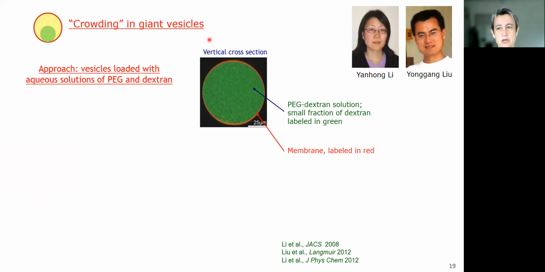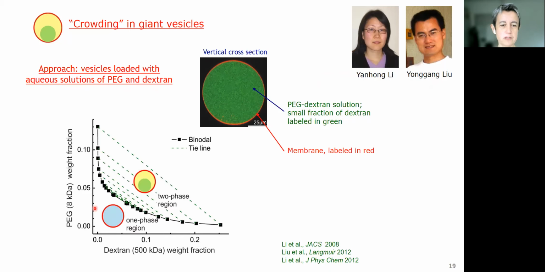So the way we do crowding in giant vesicles, and this is work by Yanhong Li and Yonggang Liu, is to load the vesicles with macromolecules such as PEG and dextran. Here, the membrane is in red. It sits on a substrate. This is a vertical cross-section, and a small fraction of dextran is labeled in green. We first did the homework to measure the binodal of the PEG-dextran solutions. At low concentrations, you have a homogeneous aqueous solution. If you cross the binodal, you have aqueous phase separation, creating two phases: a PEG-rich one, which is lighter, and the dextran-rich phase, which is heavier.